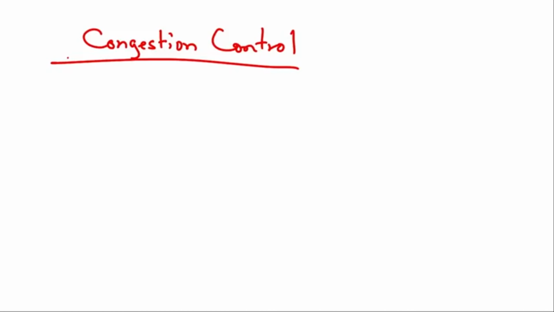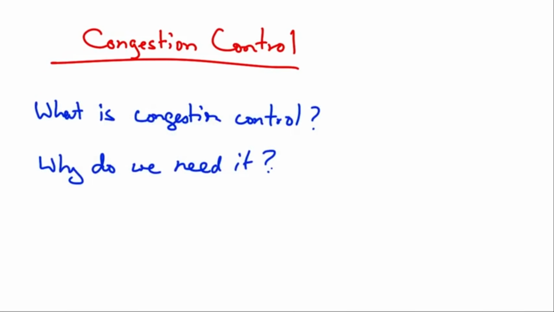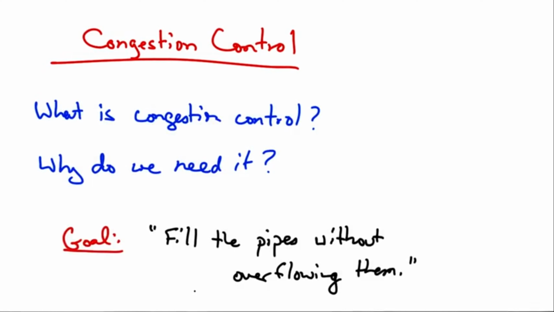Okay, we're starting course 2 on congestion control and streaming, and we'll first talk about congestion control. In particular, what is congestion control and why do we need it? Simply put, the goal of congestion control is to fill the Internet's pipes without overflowing them.